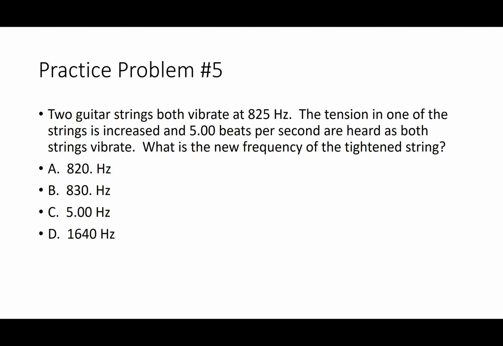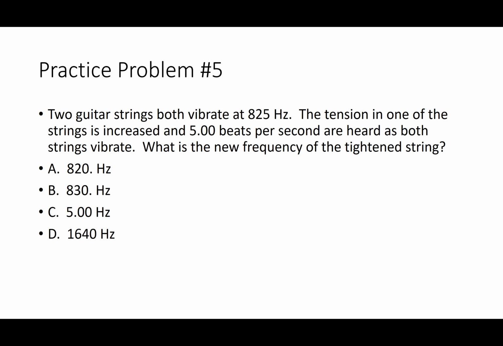All right, practice problem 5. Two guitar strings both vibrate at 825 hertz. The tension in one of the strings is increased, and 5 beats per second are heard as both strings vibrate. What is the new frequency of the tightened string? All right, when a string has more tension in it, that increases the speed of the wave. Well, in this case, because the wave is moving faster, it's also going to have a higher frequency.